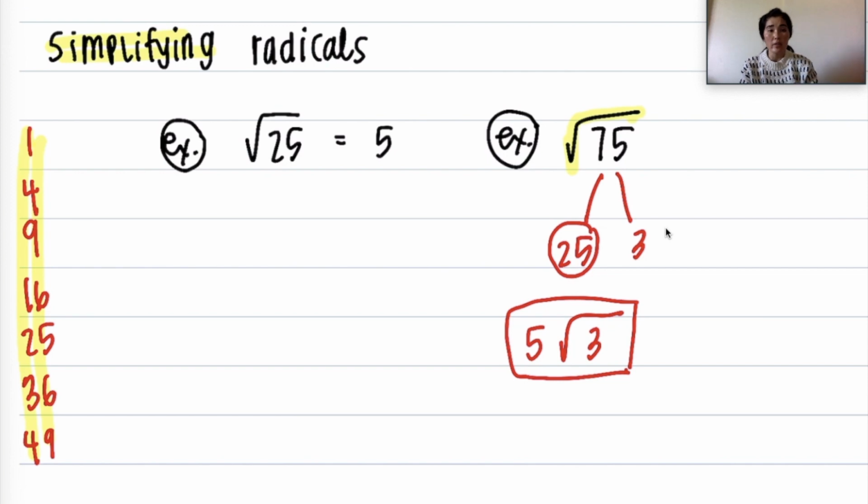So it would actually have the same value. If you were to calculate the square root of 75, it would be equal to 5 times the square root of 3. So it's the same value, again, just in that simplified form. And so that's what we want to be doing. So we'll go ahead and try a couple more to see if that makes sense.